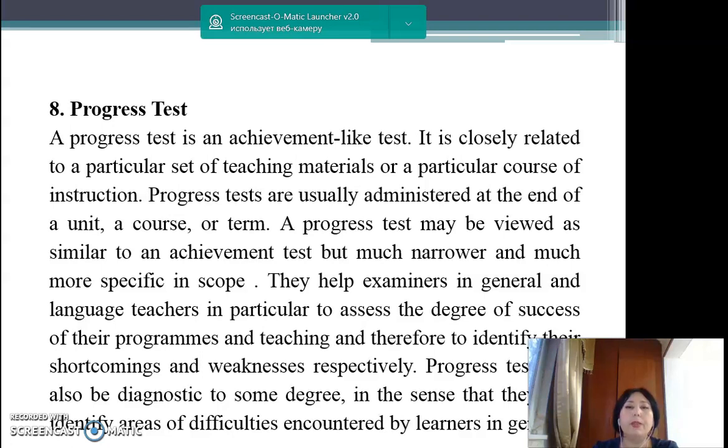scope. They help examiners in general and language teachers in particular to assess the degree of success of their programs and teaching, and therefore to identify their shortcomings and weaknesses respectively. Progress tests can also be diagnostic to some degree, in the sense that they help identify areas of difficulty encountered by learners in general.